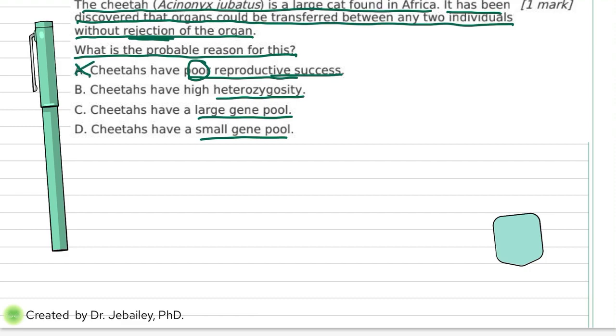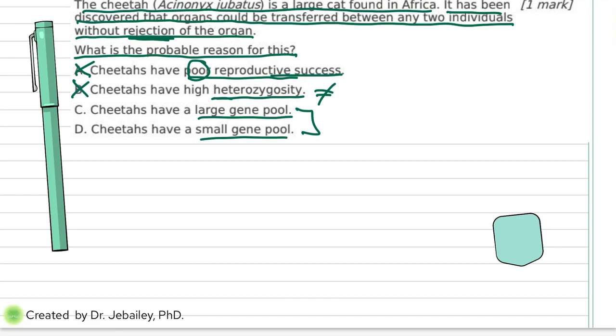Okay, next, cheetahs have high heterozygosity. Now, when we say that, we're just talking about them having different frequencies. If we have different frequencies of alleles, or different alleles, that means they're more different. So if they're more different, that means more likely they're not going to exchange the organs. See, the organs have to be very similar in order to exchange. And hetero means they're very different. Very different will kill the organ, so no. So now we're stuck between a large gene pool or a small gene pool. Which one would be the individuals without the rejections of the organs?